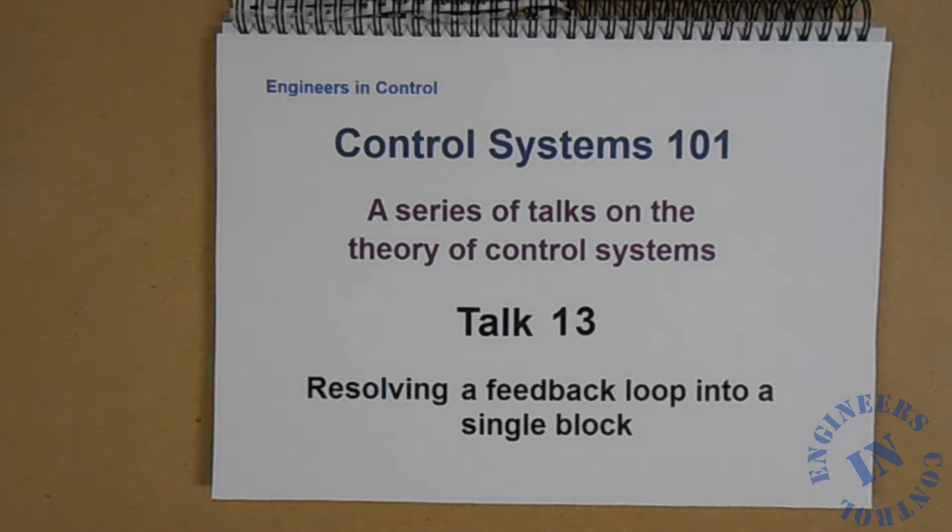This is the 13th talk in our series Control Systems 101. In talk number 13 we are going to resolve a feedback loop block diagram into a single transfer function. This is a very important piece of theory that we use constantly in practice. The single closed loop transfer function allows us to accurately determine the behaviour of our control loop. We will end up with a simple formula which is one to remember: G over 1 plus GH.